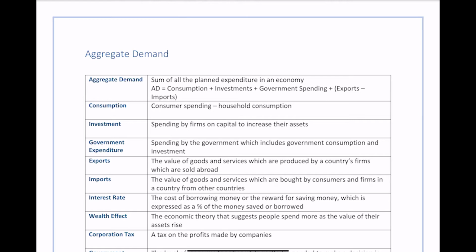So consumption is quite easy. It's basically just all the consumer spending. Essentially, it's just the household consumption that you have. So yeah, this is a dash, not a minus sign. What it really means is it's the consumer spending, and another way to look at it is it's household consumption.